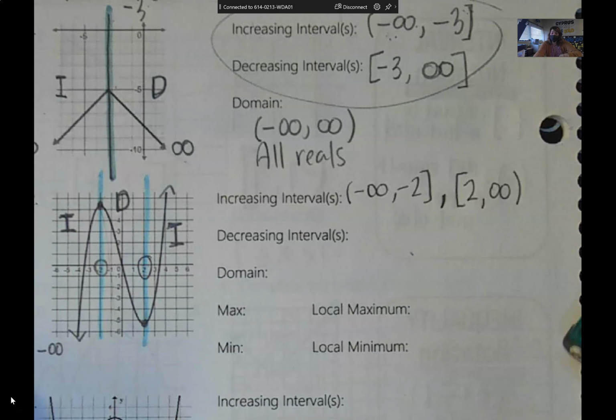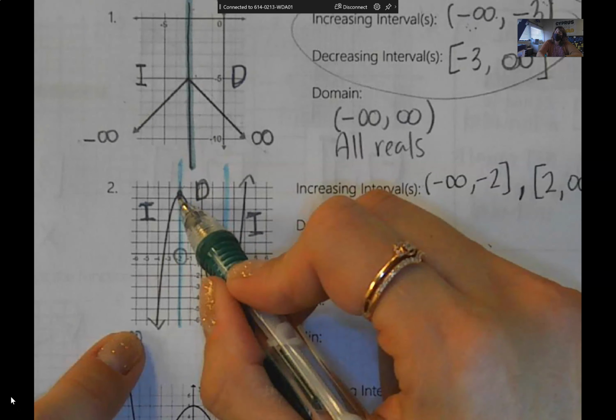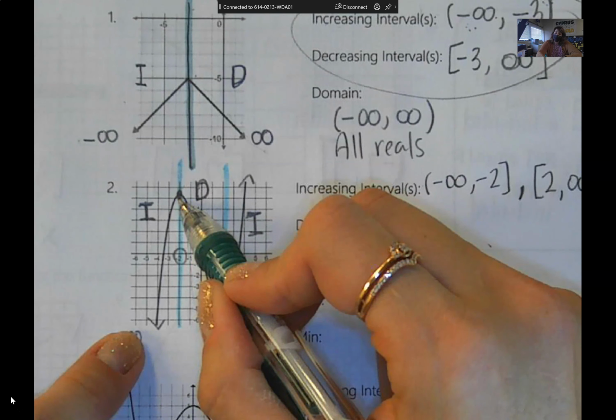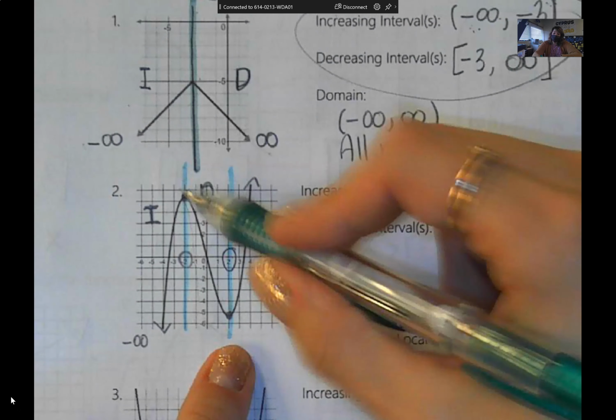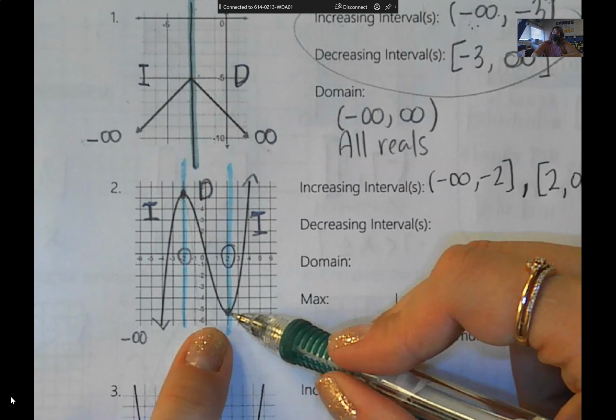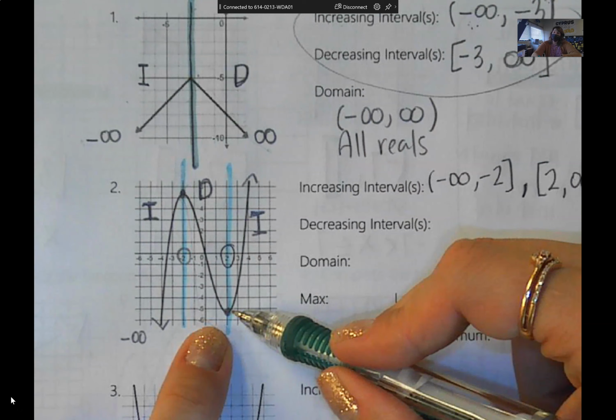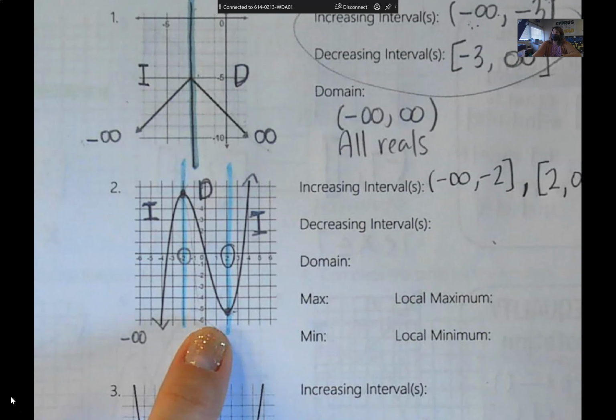So it's increasing from x is negative infinity up to this turning point at negative 2. And then it's increasing again from 2 to infinity.